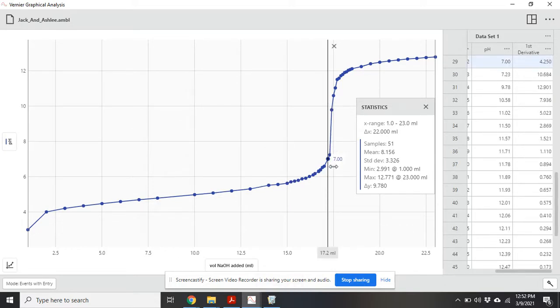So we knew that it was somewhere between, let me scoot this analysis line over, between 17.3 and 17.5. It was somewhere in there. So indeed, the most vertical is 17.4. That's going to be our equivalence point. I'm going to stop sharing and post this on Canvas so that you can now know that 17.4 milliliters is the volume of NaOH added to reach the equivalence point.